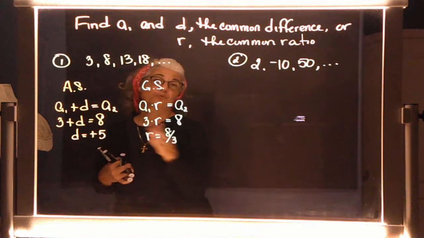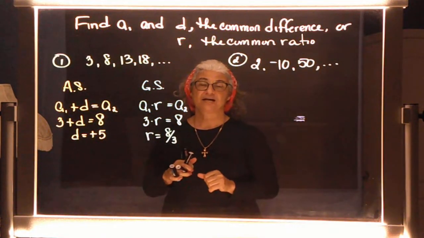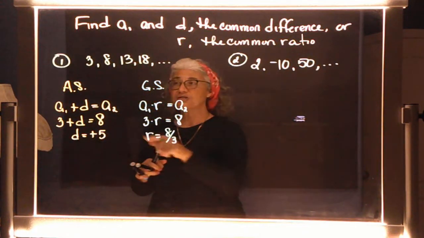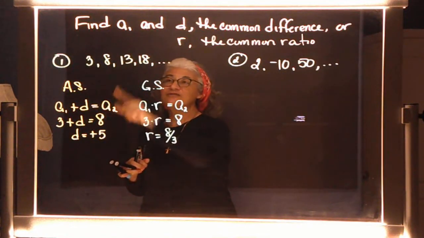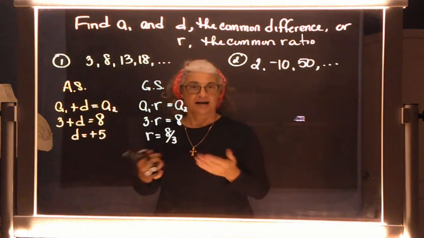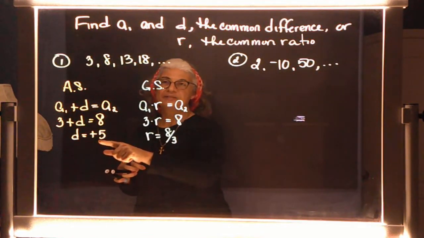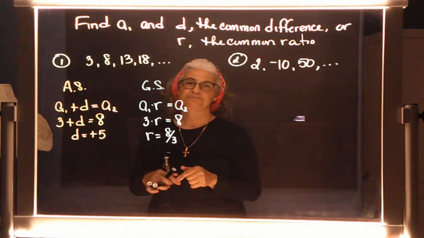Now, here's the deal. We're going to see which one of these actually fits with this sequence. I know if I take 3 and add 5, I get 8. The question is, when I look at the second term 8, if I add the 5 to it, do I get the third term? I certainly do. And if I take the third term and add this common difference, do I get the fourth term? Absolutely, I do.